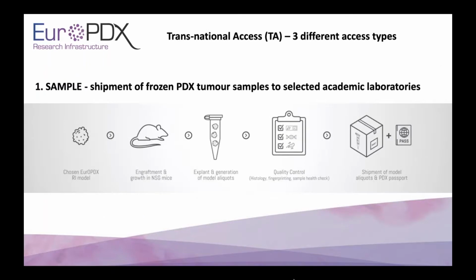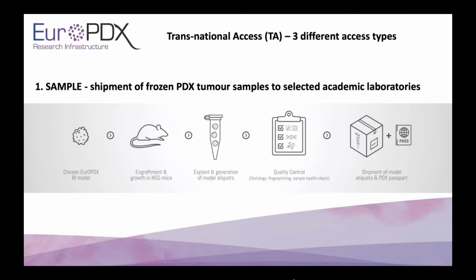So you can access models from the infrastructure through 3 different access types. The first one, we call it sample, and it allows the shipment of cryopreserved PDX tumor samples to selected academic laboratories. So shipment of models is only available for academic labs. So all of this access is organized as call for proposals, as I mentioned, and selected by an independent committee.